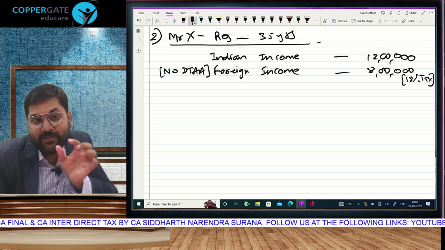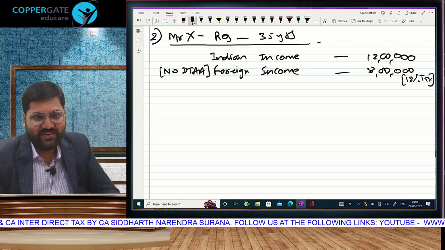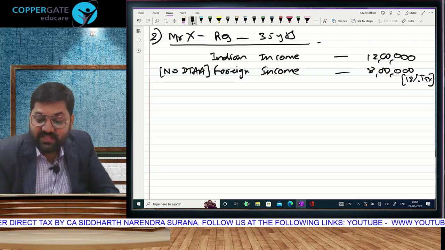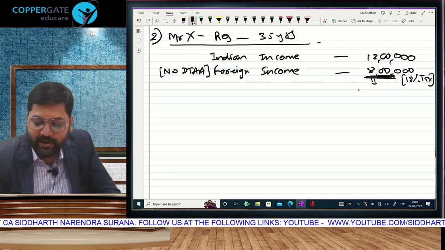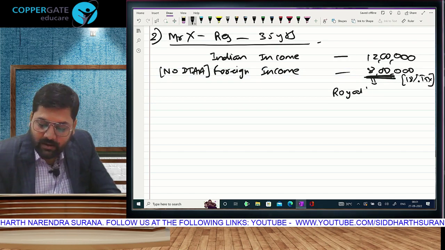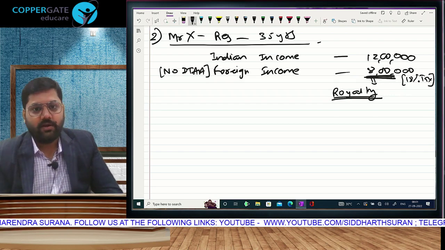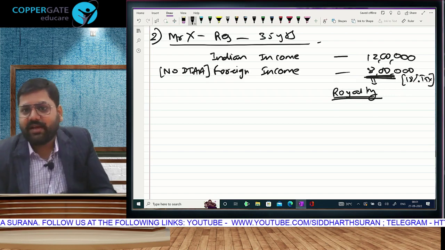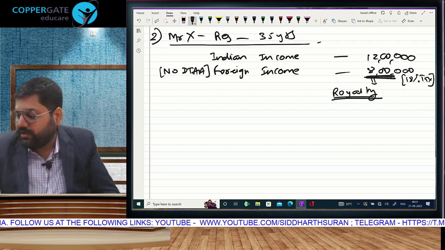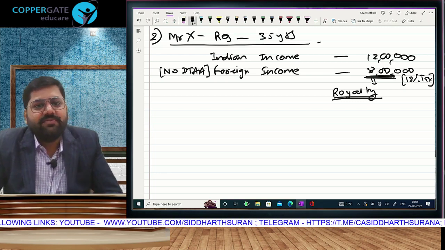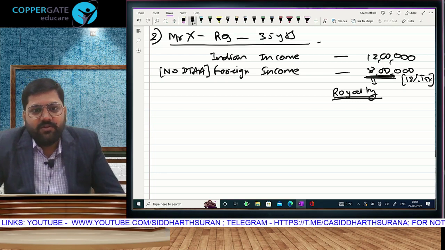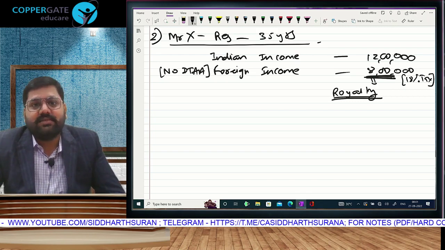But the story has a twist. The twist is this, that this 8 lakh foreign income is income in the nature of royalty. Sir, every time I ask people in any classroom what royalty is, students say, sir, it is received on copyright, sir, it is received on patent, sir, on trademark. These are examples. You earn royalty on patent, trademark, drawing, design, copyright, any intangible asset.